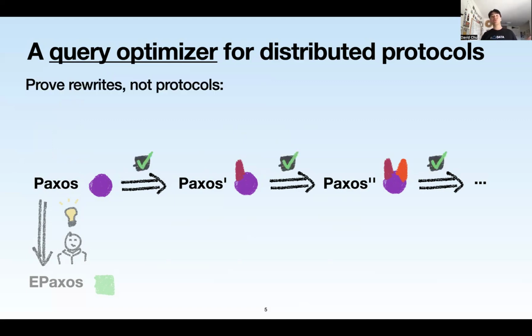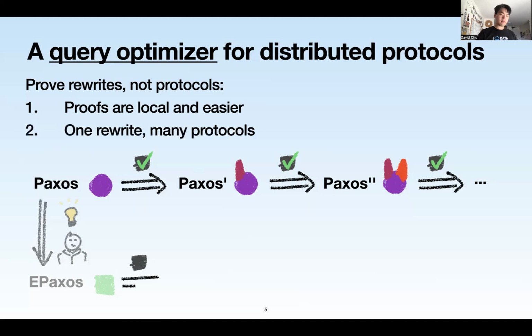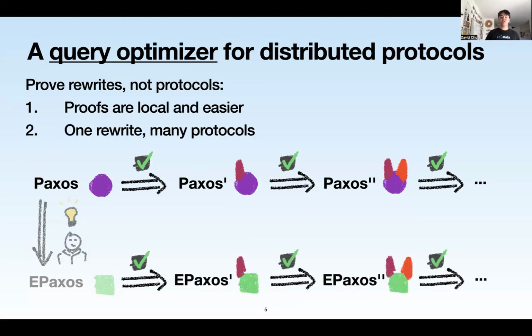So first, notice that these green check marks have shifted from being over the protocols to being over the rewrites, these arrows. And that's because we no longer need to prove that the new protocol satisfies invariants. Instead, we just need to prove that the rewrites do not change semantics. And because our rewrites are small and local, our proofs are also small and local and much easier to get right. The other thing is that because our rewrites are general, we can now apply them to any distributed protocol, including those hand-optimized protocols from earlier.